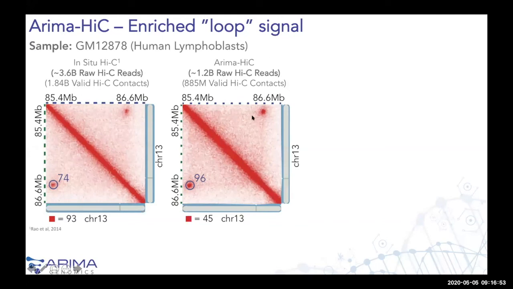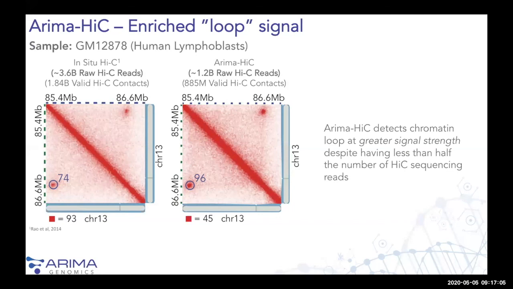And I think the important thing to notice is that signal is more enriched despite there being only a third of the total sequencing depth. So the concept here is just that really in this case in point example, we're highlighting that the signal strength of these structural features is higher despite having less reads than other Hi-C methods.